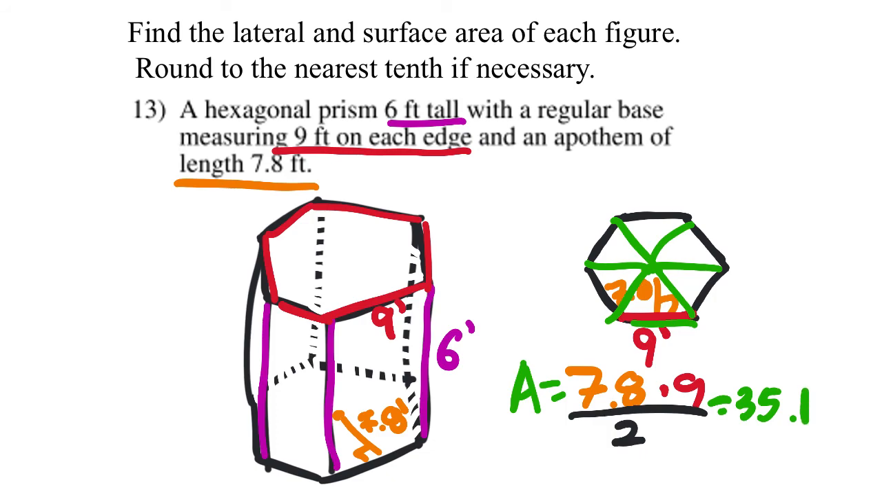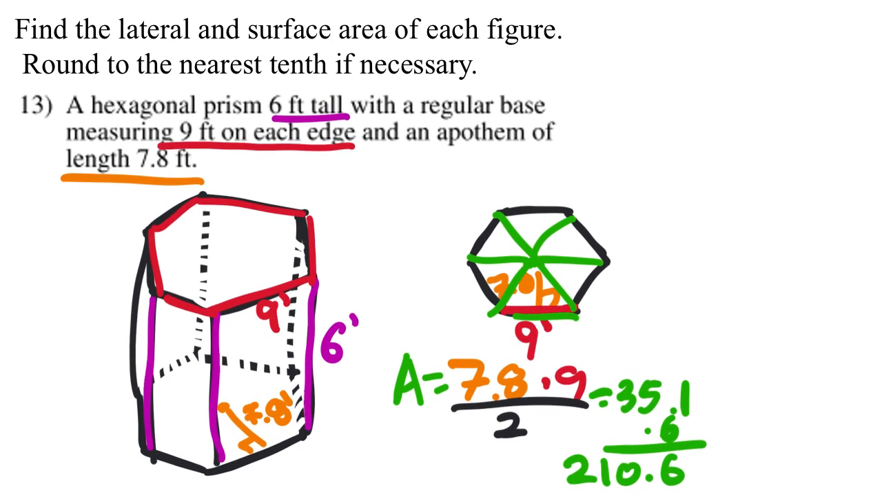Of course, there's 6 of those triangles there, so I need to multiply that by 6 to get 210.6 square feet. And again, that's just one of these hexagons. We do have 2 of them, though. So I do need to multiply that by 2. And that gives me 421.2 square feet. That would be the area of both of the hexagons. Okay? So that's a really good start right there.